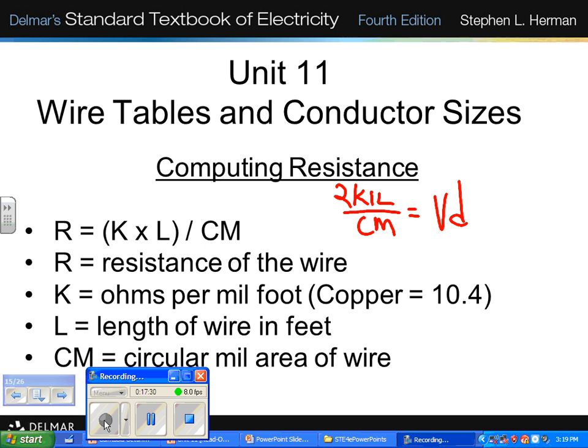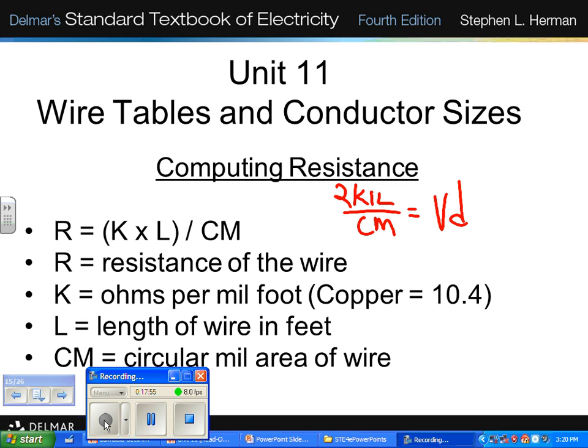Okay, now that we have the formula 2KL over circular mils memorized forever and ever, because we said it a couple times, I want you to realize that this is for single phase only. This is for single phase. That means the 2 is there because the wire goes out to the load and turns around, and whatever's left over comes back. So you have 2 wires, one going, one coming back.